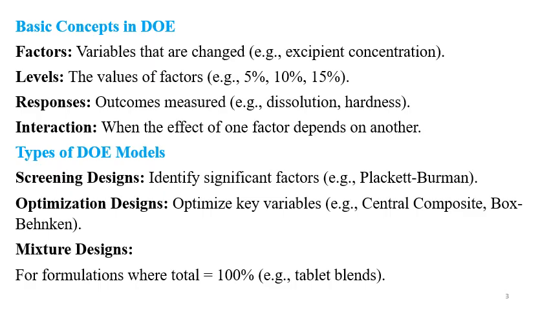Then types of DOE models. Various DOE models can be used depending on your requirement. Screening designs are there, optimization designs are there, and mixture designs are there. Screening designs are used to identify the significant factors. Optimization designs can be used to optimize the key variables, like central composite designs. Mixture designs are the designs used for formulations where the total will be 100%, to keep the final weight of the total at 100%.